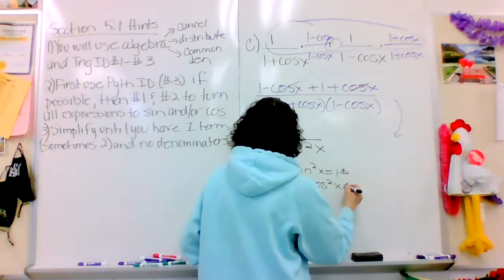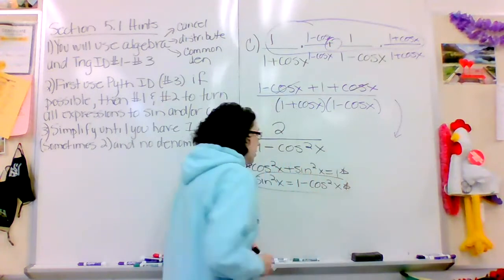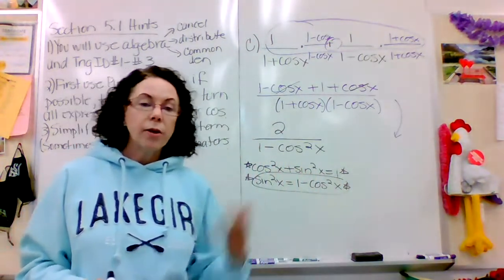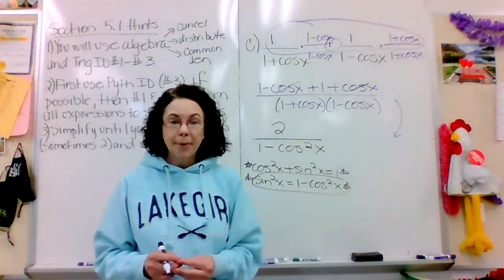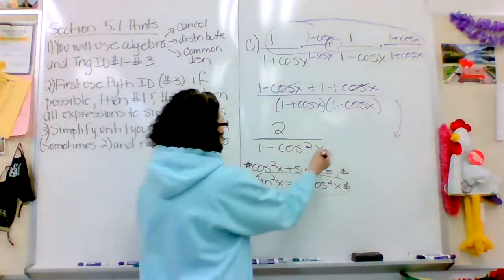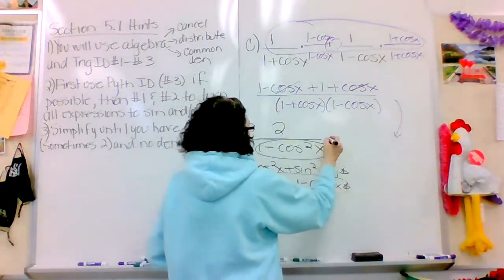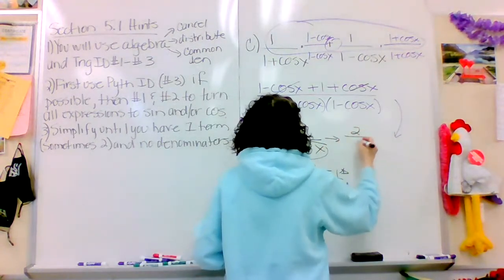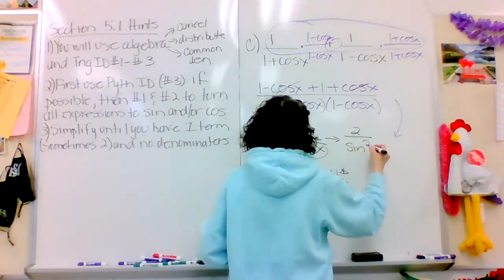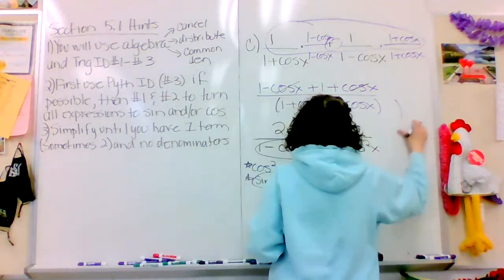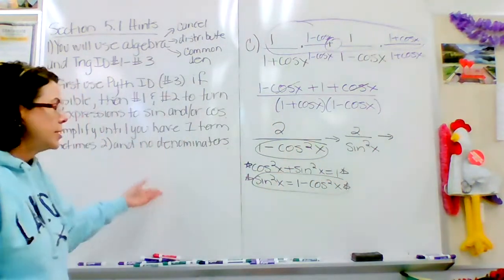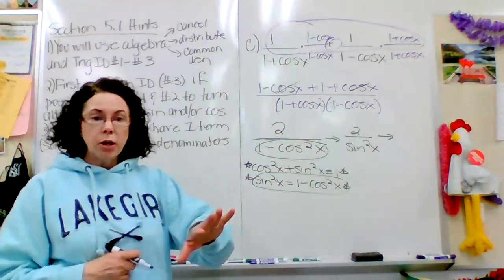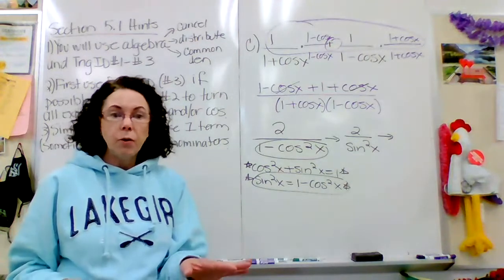So this happens all the time. You'll have a 1 minus cosine squared, that's sine squared. Or you'll have a 1 minus sine squared, that's cosine squared. So right here, I'm going to replace 1 minus cosine squared with sine squared, giving 2 over sine squared. Now, I must not be done. I'm not allowed a denominator. I'm going to make a quick jump, and many of you may be okay with it.